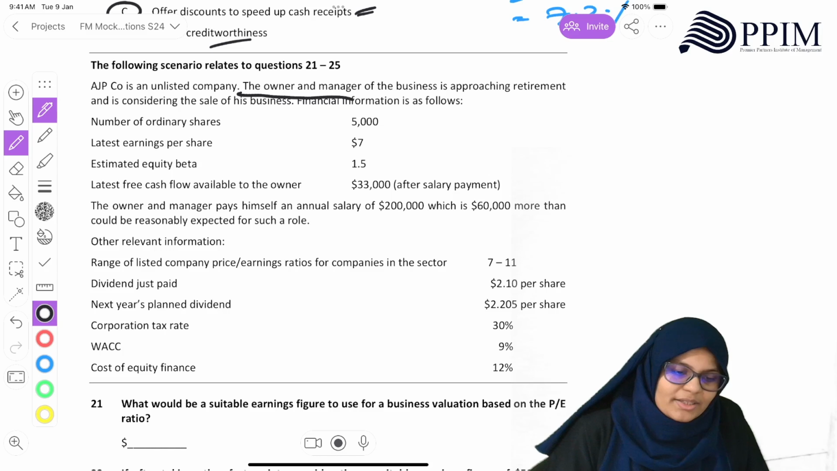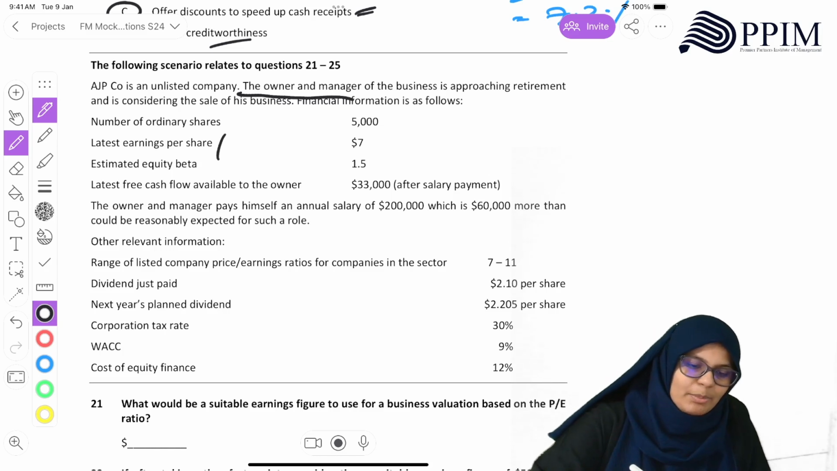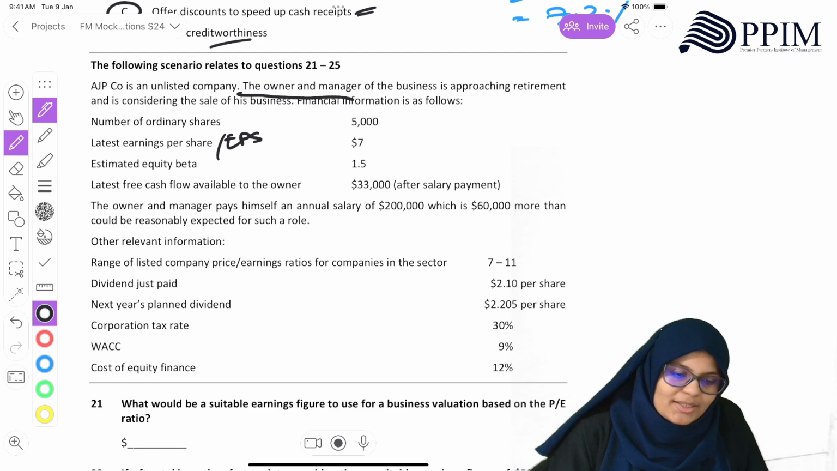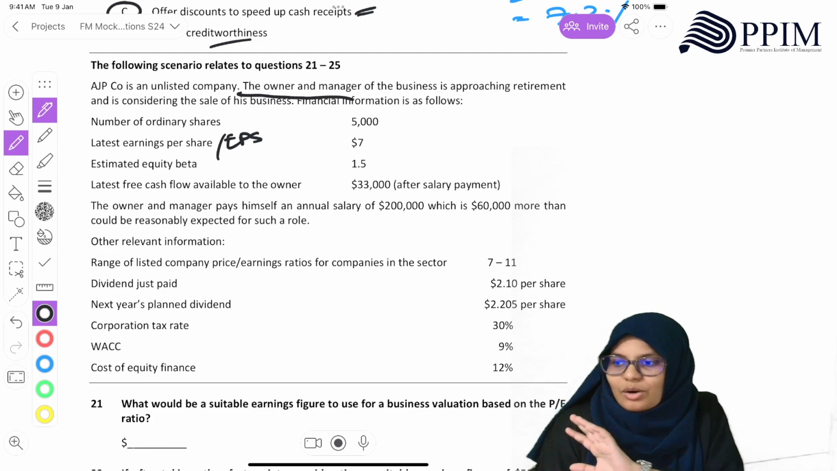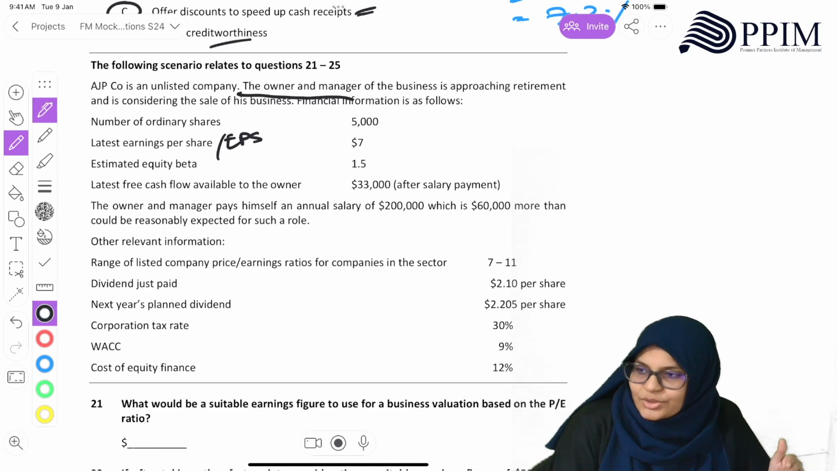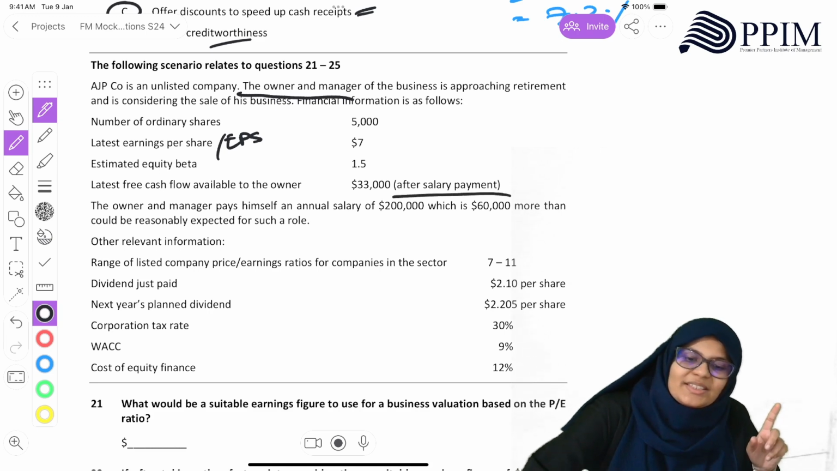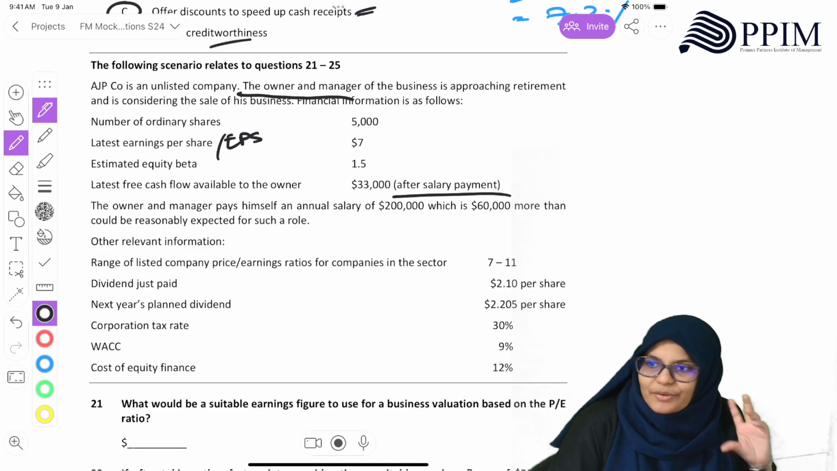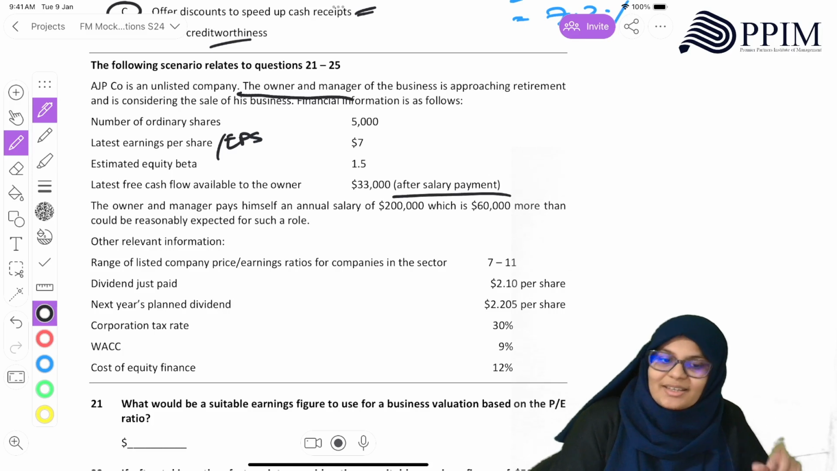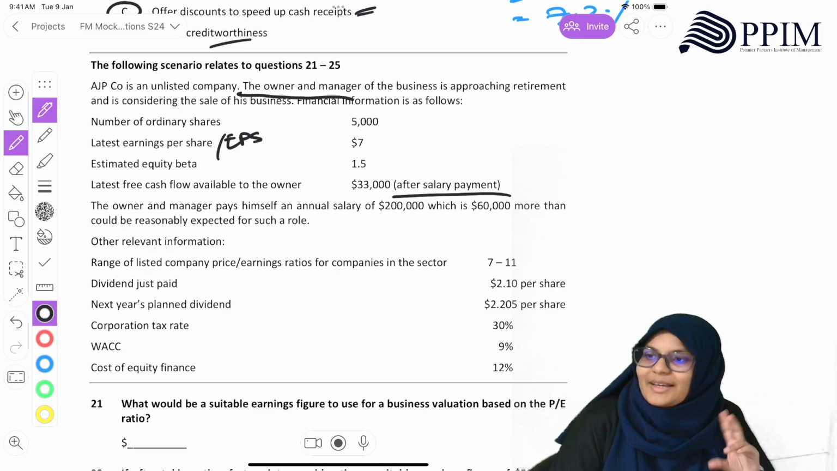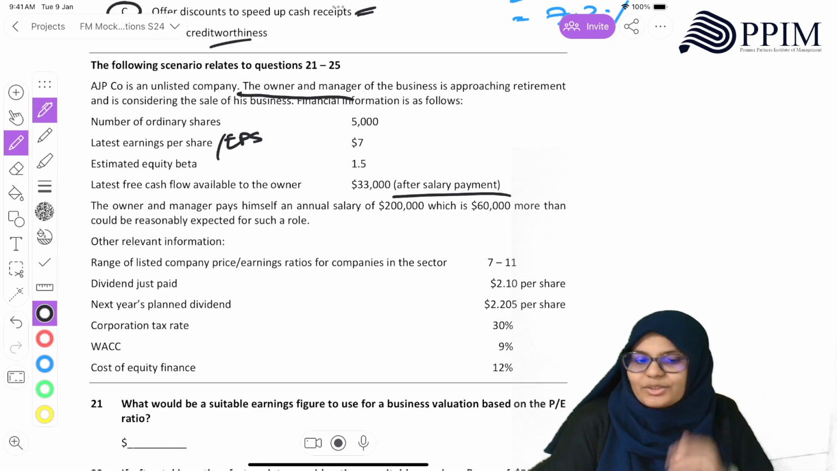We have 5,000 ordinary shares, and the latest earnings per share, the EPS, is given as $7. Estimated equity beta is 1.5. Latest free cash flow available to the owner is 33,000. That means after all the costs have been settled, 33,000 pounds is available for the owner or the shareholder. But be careful, they are saying it's after salary payment. For him, his salary is considered part of the cost because he is the manager. But suppose he was a normal shareholder and not a manager, then whatever salary component would also be considered part of the cash flow, because that would be added to this 33,000.